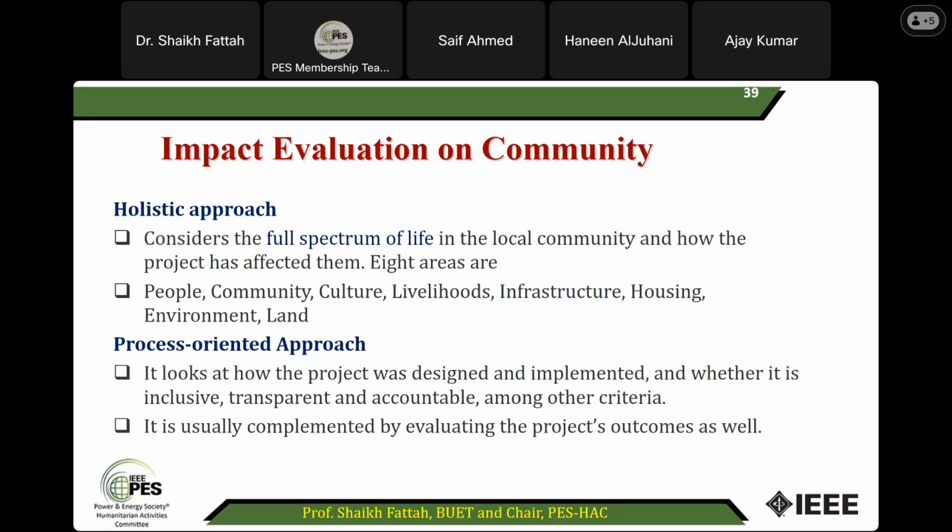Again, I'm telling you, why are you doing this project? To understand why, you have to have a clear understanding of the full spectrum of life of the local community. For example, their livelihoods, infrastructure, housing, education, their land uses, their community services, facilities. You have to understand that clearly. And then you can see why you want to do that, because I want to improve their housing facilities.